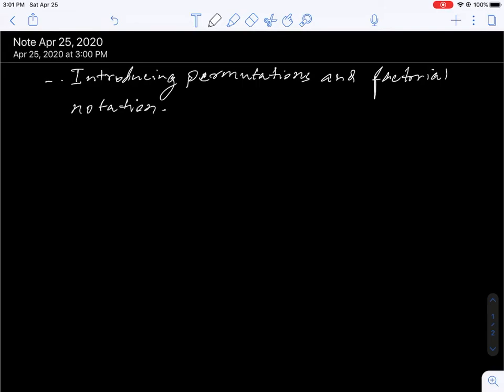So, introducing permutations and factorial notation. Factorial notation is usually written with the exclamation sign. If we have something like 6 factorial, this actually means 6 times 5 times 4 times 3 times 2 times 1. You don't have to work it out like this. There is a shortcut for this.